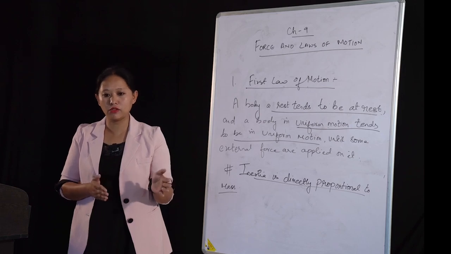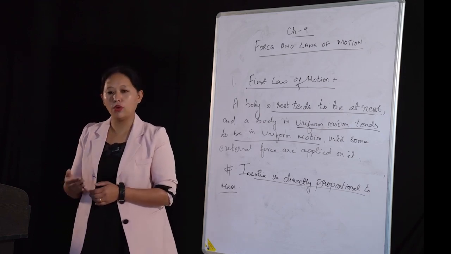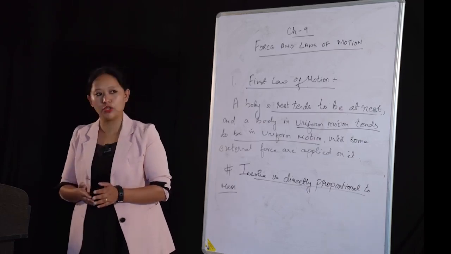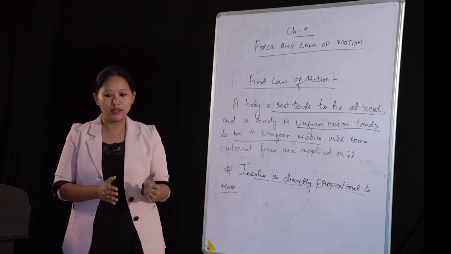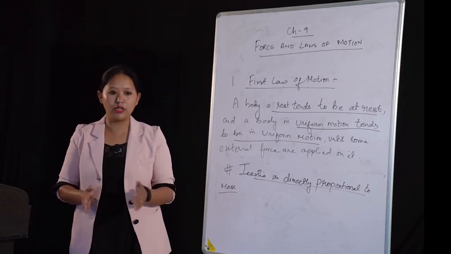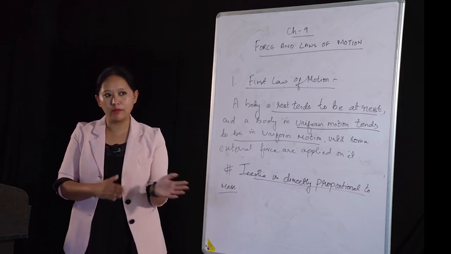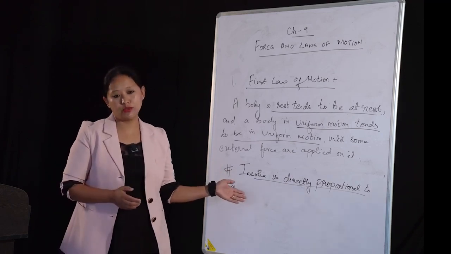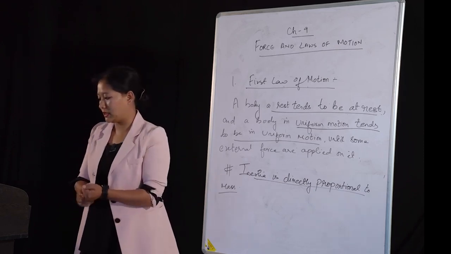If the mass of an object is more, then the inertia will also be more, and so the resistance to move the object will also increase. So we can see that if the mass of an object is more, then you need to apply more force in order to move that object from one place to another. So inertia is directly proportional to mass.